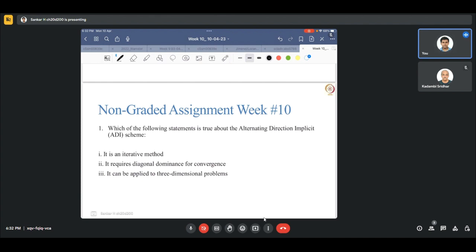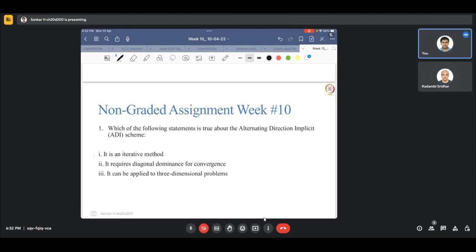So the first question for the non-graded assignments was, which of the following statements is true about the alternating direction implicit scheme or ADI scheme? It is an iterative method. It requires diagonal dominance to converge, and it can be applied to three-dimensional problems.